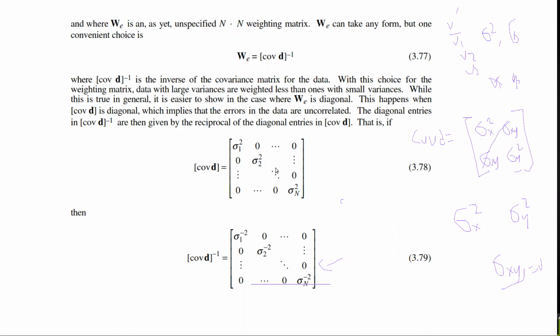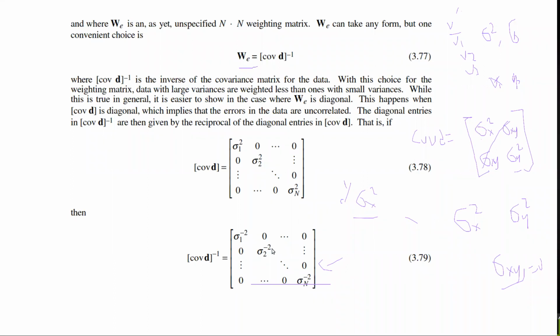And so the inverse, if you define the inverse, will be just the reciprocal of the variances. The variance is sigma squared, so it's just the reciprocal of the standard deviation squared. So this is how you define the W. This is what goes into the W. These are the variances that you use.